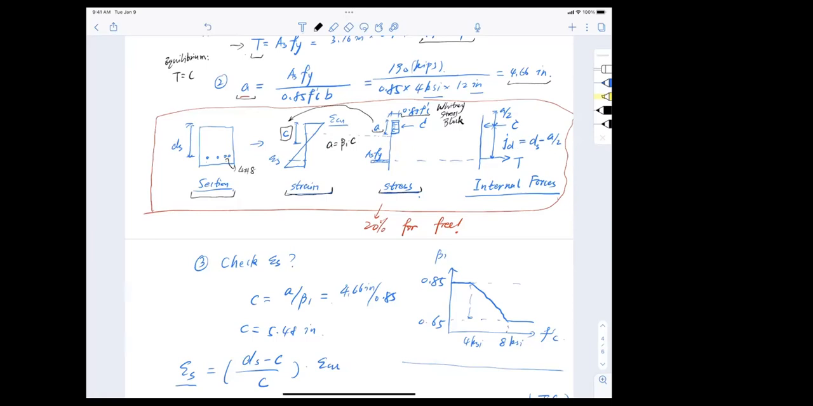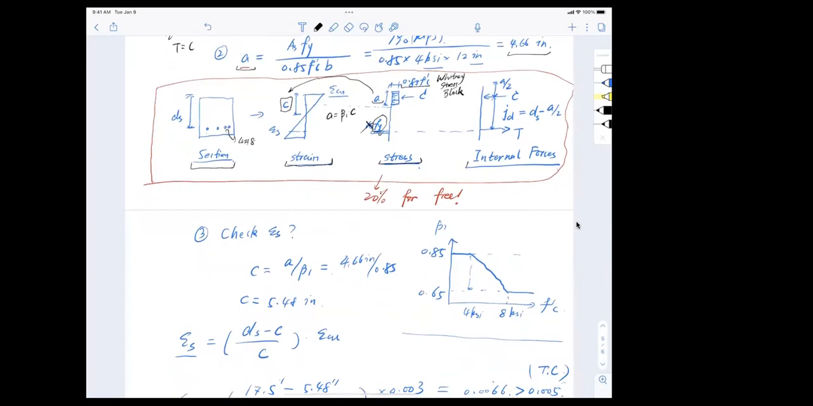And in terms of stress, this is As Fy, that is total tension force. But you can remove that, just show that stress for the steel is Fy here. All right. And then the last but not least, add on the internal forces.